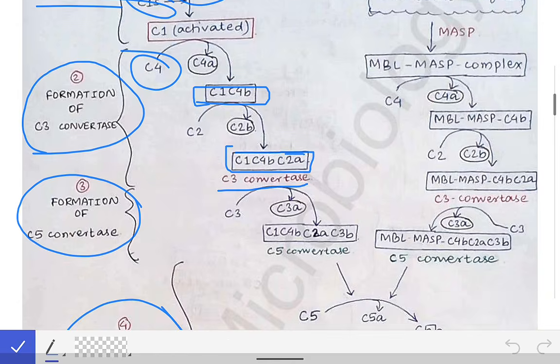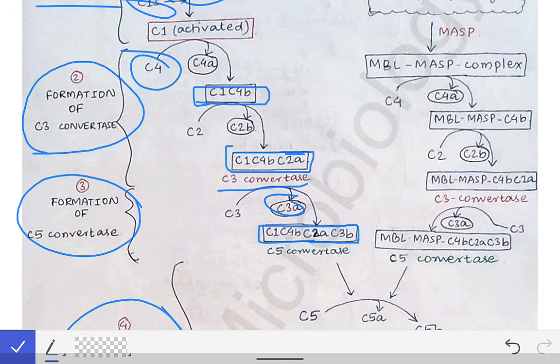Once there is formation of this C3 convertase, by the name itself we know that it will convert C3 to C3a and C3b. Since C3b is the larger fragment, it will be involved in the formation of the further complex. So the next complex that is formed is C1 C4b C2a and C3b. This is otherwise known as the C5 convertase, while the C3a gets out of the pathway and gets involved in some other functions.